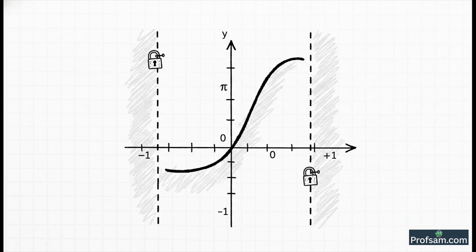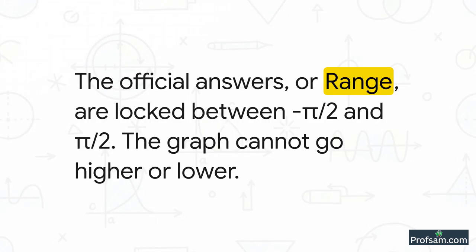Notice how the graph is totally stuck horizontally? It doesn't go any further left than -1, and it doesn't go any further right than +1. Why is that? Well, just look back at our table. The domain, the allowed inputs for sine inverse, is locked between -1 and 1. And what about the height? Look at the y-axis. The graph never goes higher than pi by 2 and never goes lower than minus pi by 2. And again, this is not a coincidence. This is because our official answers, the range for sine inverse, is locked between those exact two values.